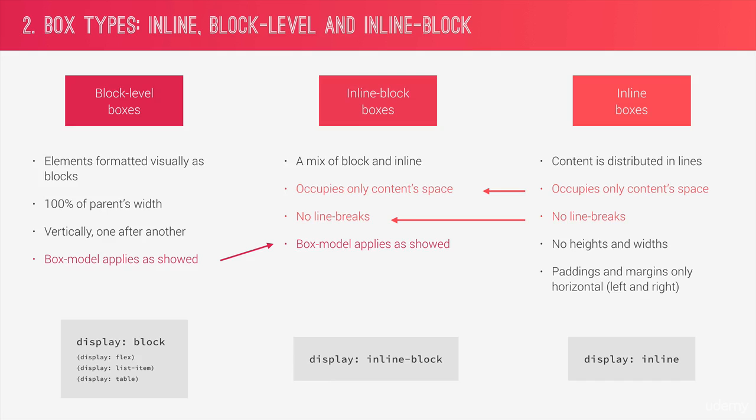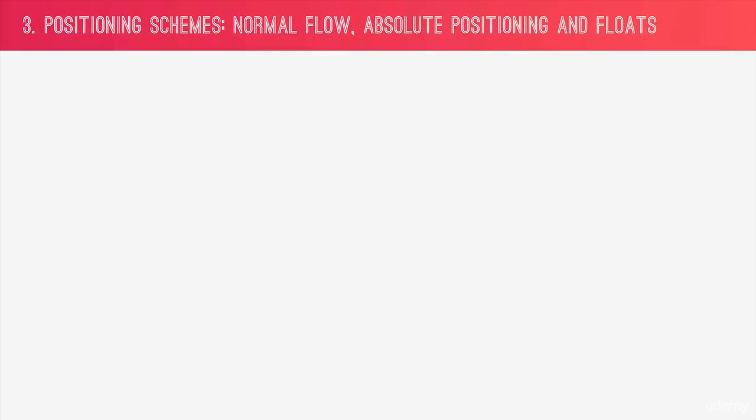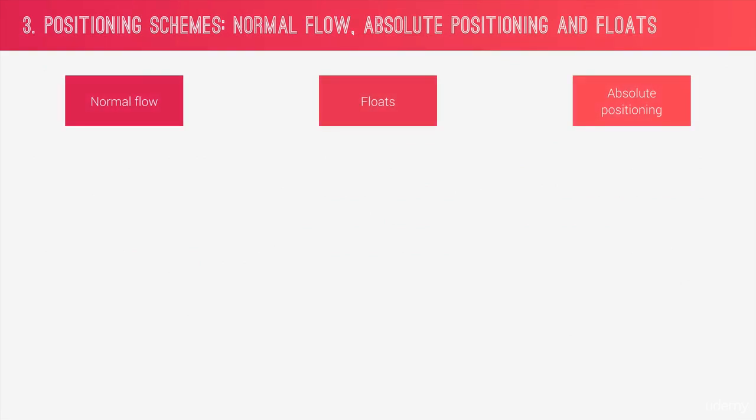Very easy. So it's really important that you understand the difference between these three types of boxes so we can use them as needed in different situations. Okay, next up we have positioning schemes. And there are three of them in CSS: the normal flow, floats, and absolute positioning. And I'm sure you're already familiar with floats and absolute or relative positioning, and so this is more to bring all of these properties together into a bigger context.